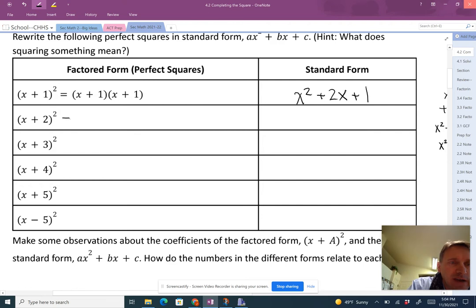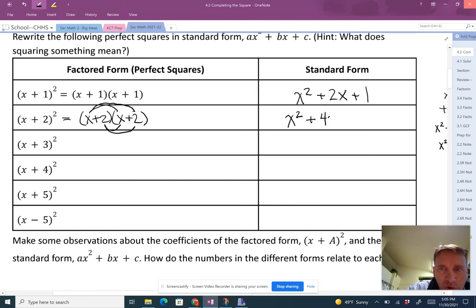This next one, let's look at x plus 2 quantity squared, which is x plus 2 times x plus 2. This time I'm going to use the distributive property and just show that with the lines: x times x, x times 2, 2 times x, and 2 times 2. And that gives us x times x is x squared, and x times 2 is 2x, and 2 times x is 2x. 2x plus 2x is 4x, and 2 times 2 is 4.